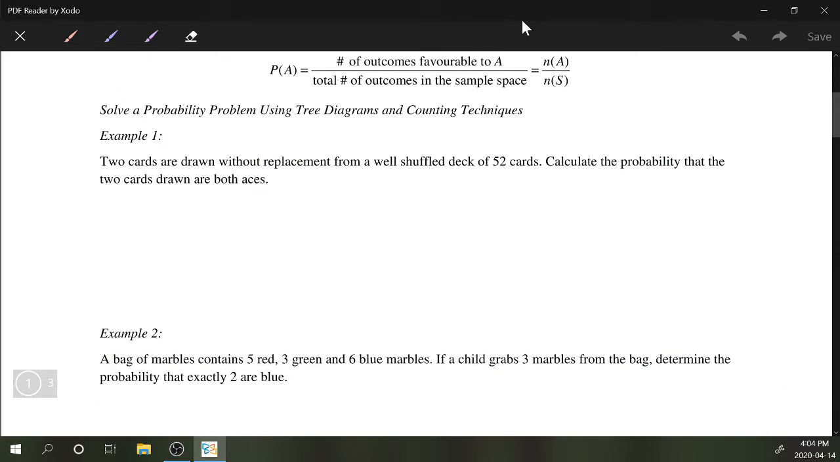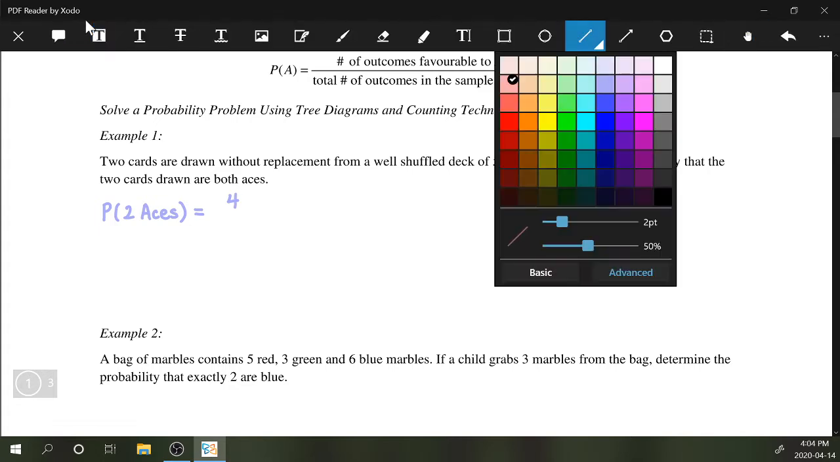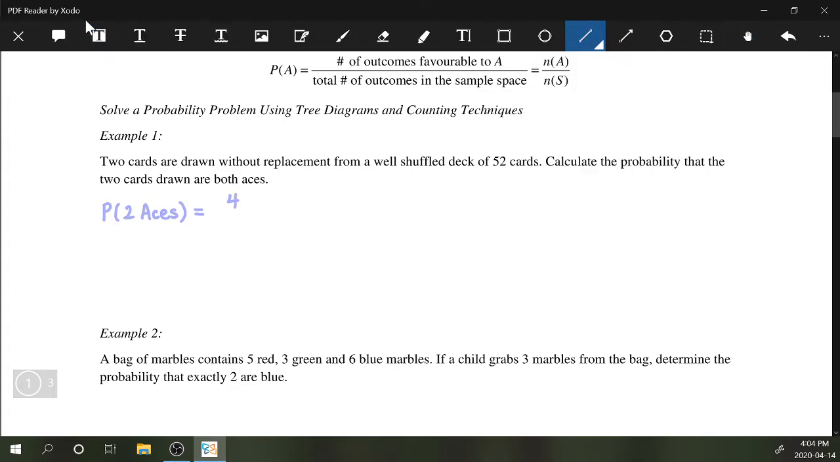It says example 1, two cards are drawn without replacement from a deck of 52 cards. We're going to calculate the probability that both cards drawn are aces. So there are a couple of different ways to look at this question. Number one, we are going to draw one card at a time and see what happens. So we're looking at the probability of two aces. Now there are, as you know, four aces in a deck of cards out of a total of 52 cards.